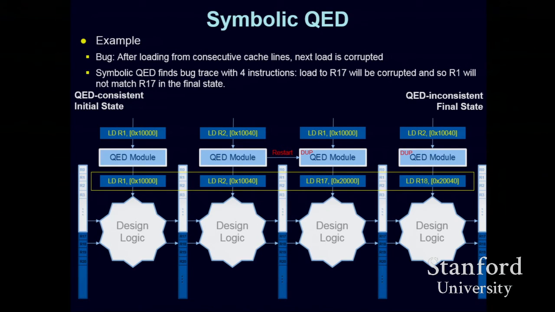Now what's going to happen is the load into R17 is going to get corrupted. That's the bug: the next load after loads from consecutive cache lines is corrupted. So R17 is not going to match R1. And so when we get to the final state, our QED BMC property, that the registers and the shadows match, will be violated. Okay?